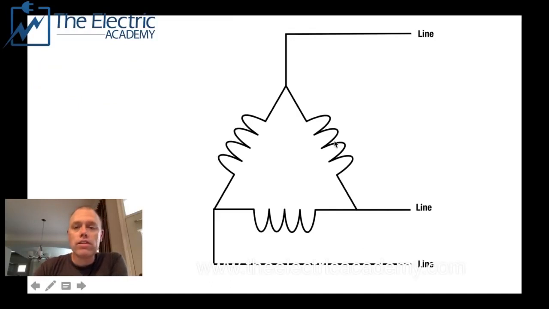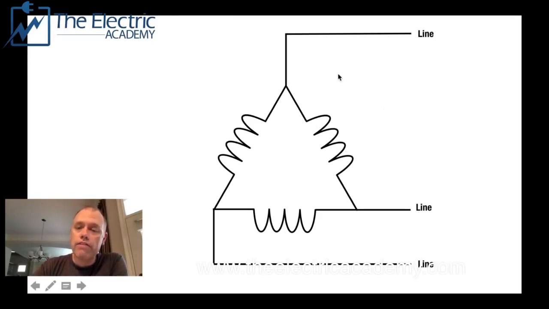Now this is the delta system. The delta system is a bit different than the Y in the fact that, if you notice, line to line here is just across a phase. So your line and your phase voltage are the same voltage. So if this is 120 volts, your line to line is 120 volts.